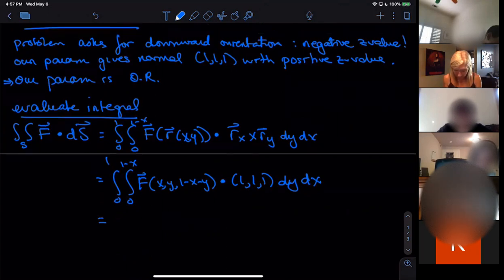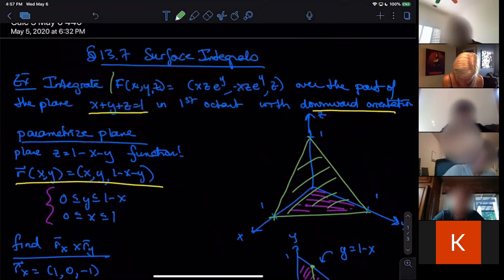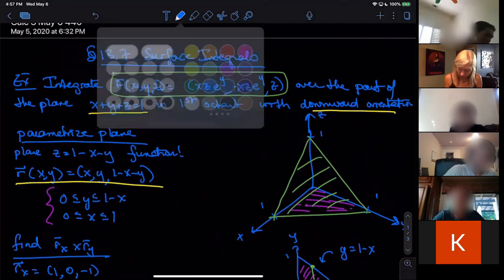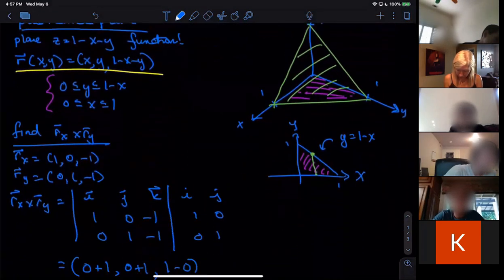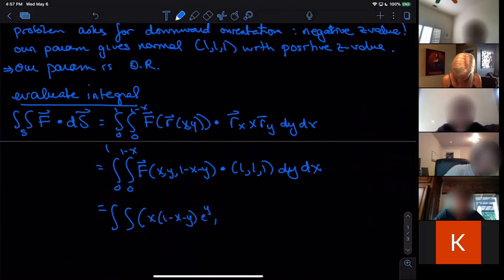So, let's look at what the vector field says. The vector field is this: x z e to the y, comma, minus x z e to the y, comma, z. Dotted with 1, 1, 1.